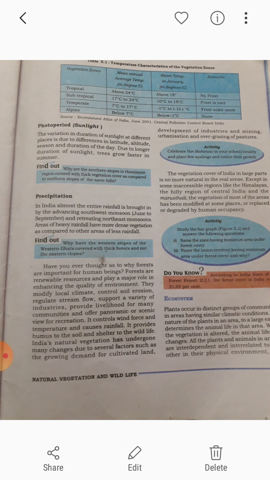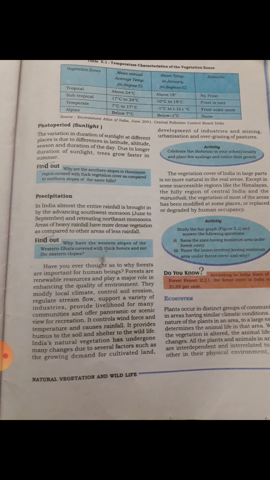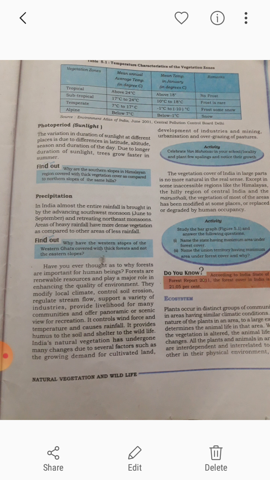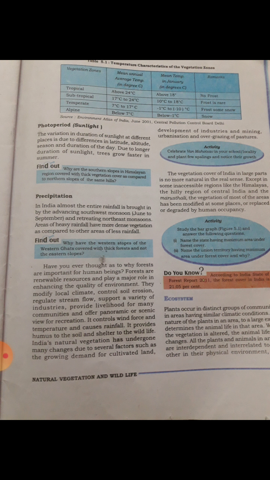Next one, very important, is the ecosystem. We all know what an ecosystem is. It is a balance between the biotic and abiotic. Clear? Now, plants occur in distinct groups or communities. They also have similar climatic conditions. The nature of the plants depends upon the area, how large an extent they cover.